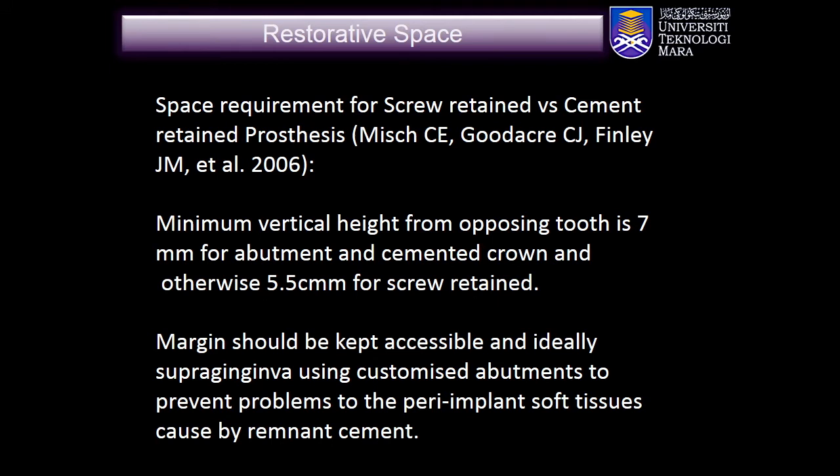The space requirements for screw-retained versus cement-retained prostheses are the following. Minimum vertical height from the opposing tooth is 7 mm for abutment and cemented crown, and otherwise 5.5 mm for screw-retained. Margins should be kept accessible and ideally supragingival using customized abutments to prevent problems to the peri-implant soft tissues caused by remnant cement.